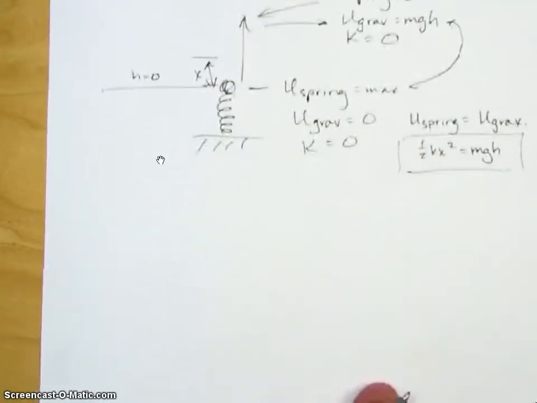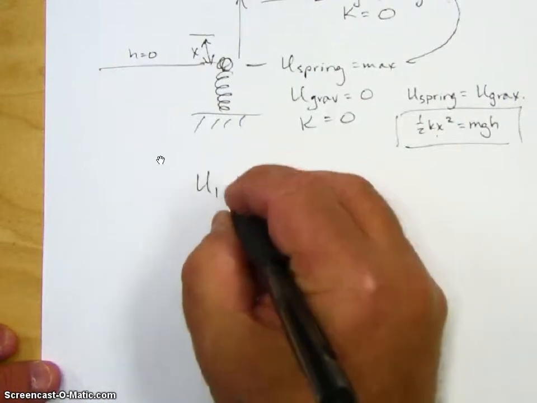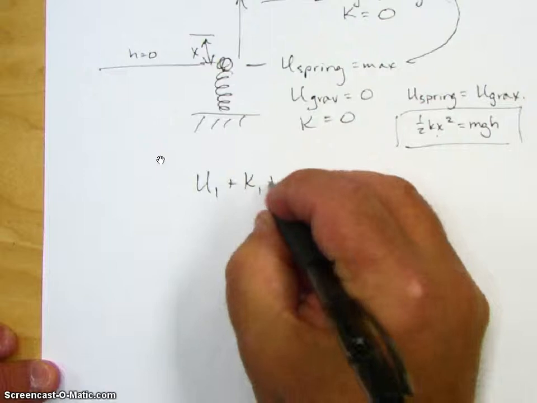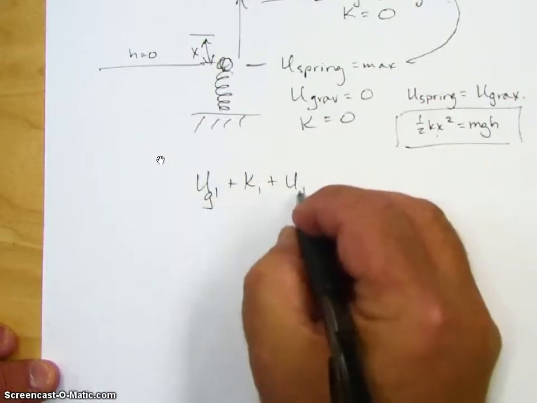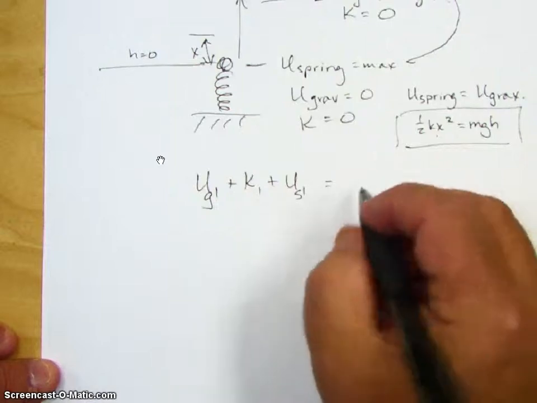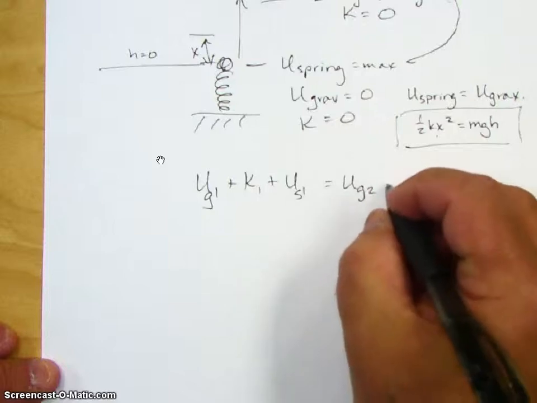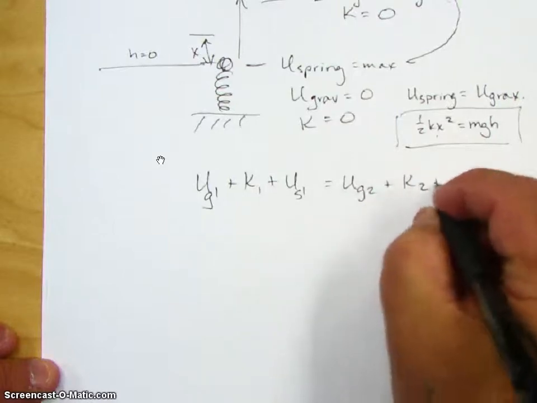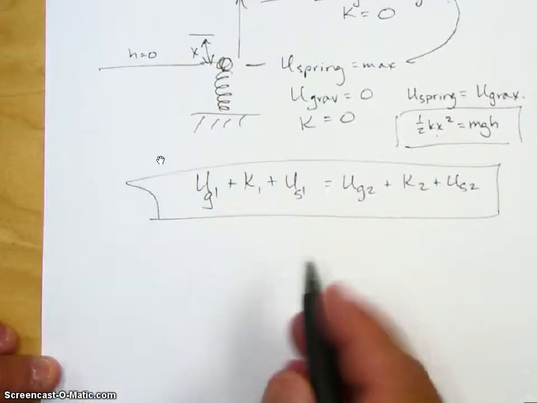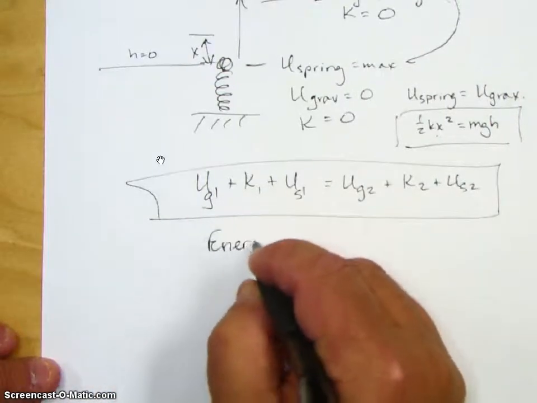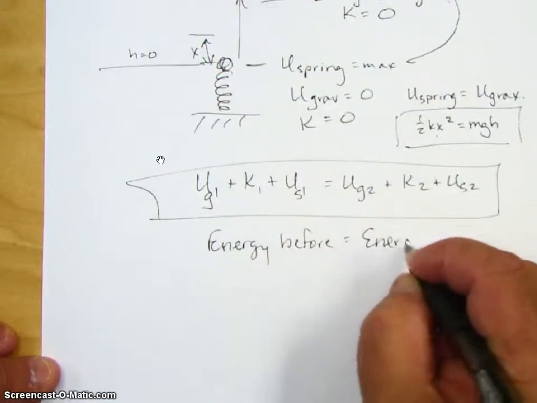But again, in review, anytime I start an energy problem, I'm going to say potential energy at one spot plus kinetic energy at one spot plus spring energy at one spot. Let's say gravitational, and let's say spring. That's going to equal the potential energy at a second spot gravitationally plus kinetic energy at a second spot plus spring energy at a second spot. And generally some of those terms are going to be equal to 0. What you're really saying is the energy before equals the energy after.